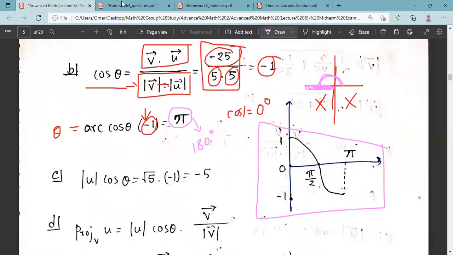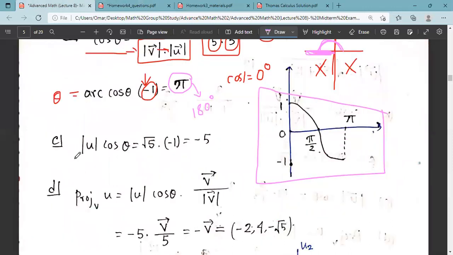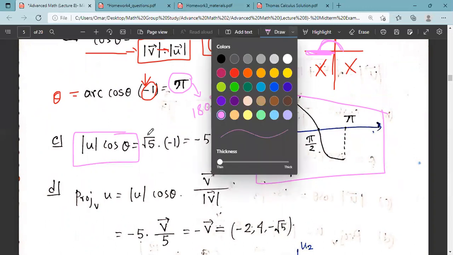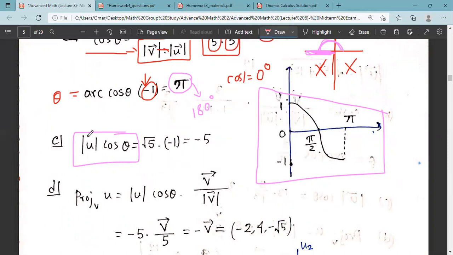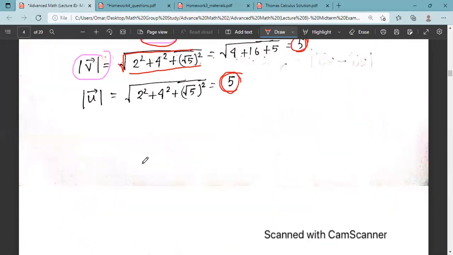So let's see part C. The scalar component of u in the direction of v means u cos theta. You can just remember the formula: the scalar component of u in the direction of v is going to be u cos theta, where u means the norm of u. Norm of u is already 5, maybe. Let me charge my laptop.